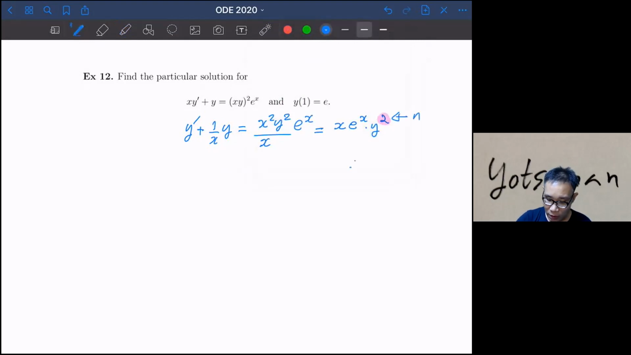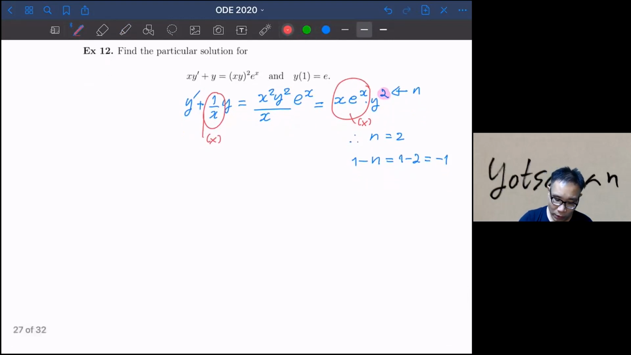Okay, so you have n equal to 2, and 1 minus n equals 1 minus 2 equals -1. And you have Q(x). This one will be your Q(x) and this one will be your P(x). You're going to convert this by letting z equal y to the 1 minus n, equal to y to the negative 1.